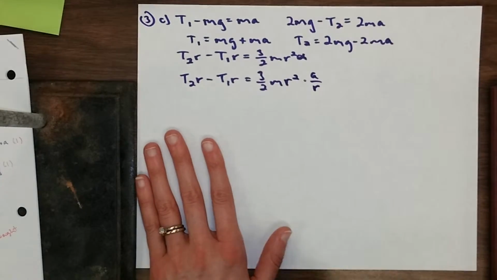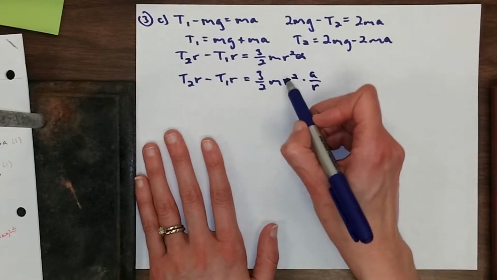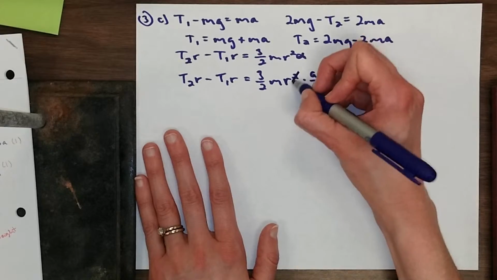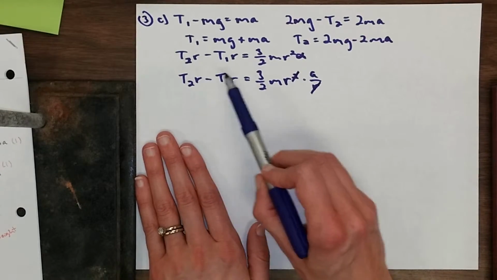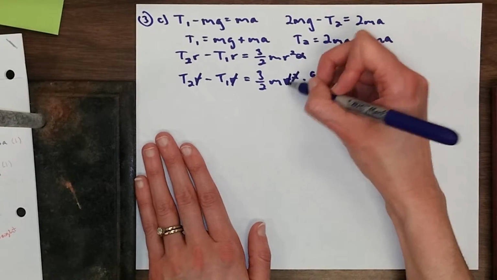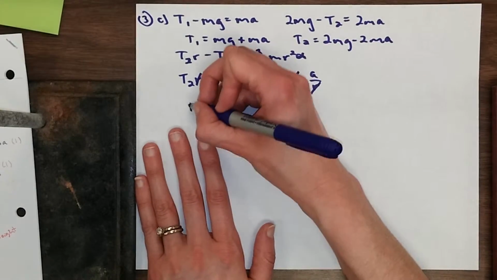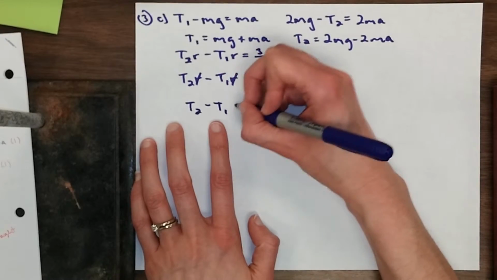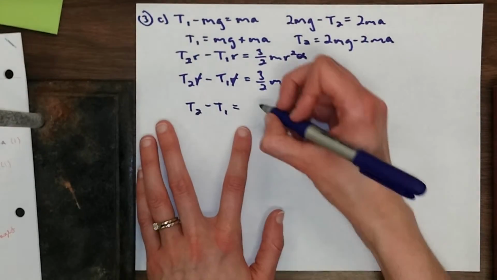And then I have some things I can cancel. That R can cancel one of those R's. And then now I have an R in each term of the whole equation. So I'm just dividing everything by R and getting rid of those. So now it's just tension 2 minus tension 1 equals 3/2 ma.